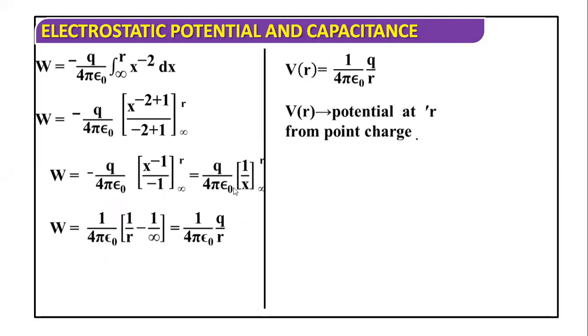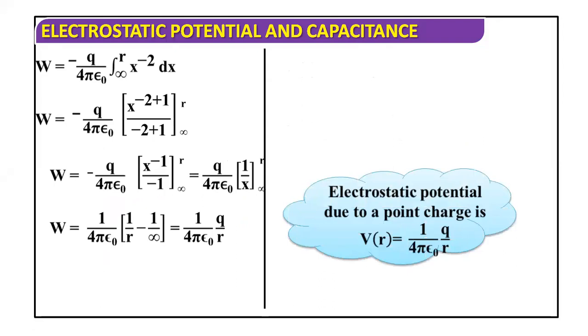So this is my final result. V(r) is equal to 1 upon 4 pi epsilon naught Q upon r. So the electrostatic potential due to a point charge is V(r) equal to 1 upon 4 pi epsilon naught Q upon r. So we can write that electric potential is inversely proportional to r. Now we have some points to be noted.